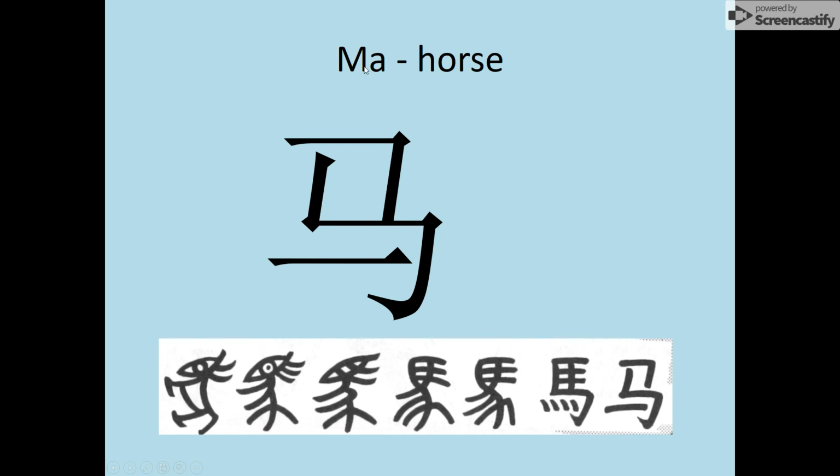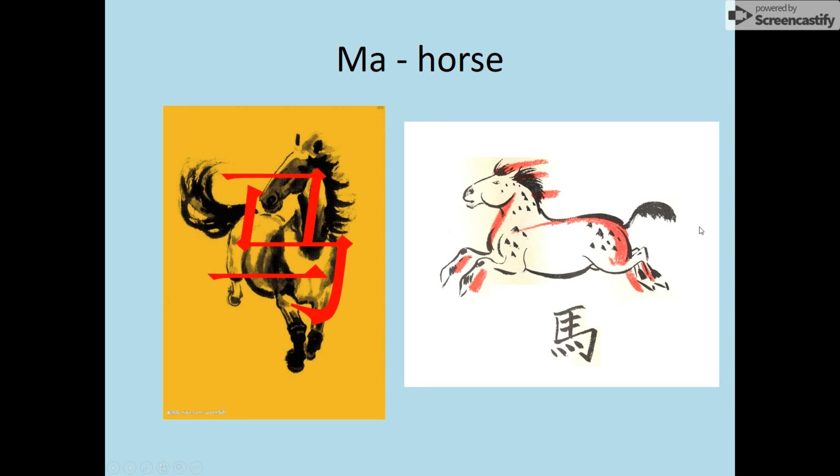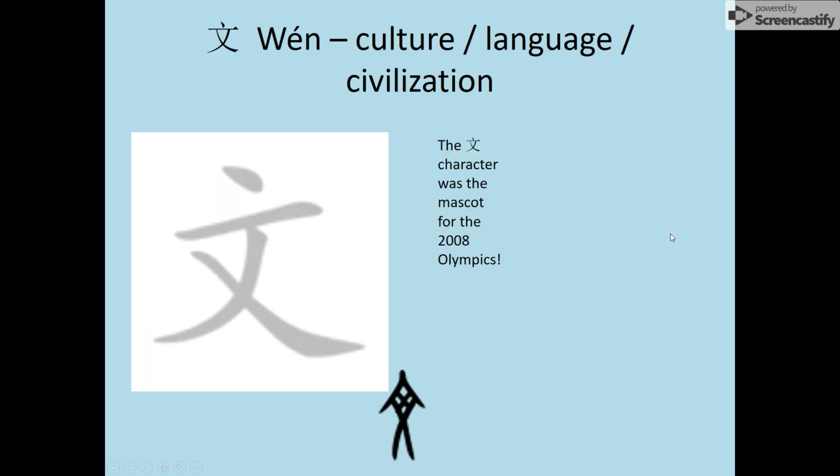I didn't put in the tone. It means horse, ma. Just write it once. Ma. We've learned this before. The second radical you should write on the side, you only have to write it once, is wen.